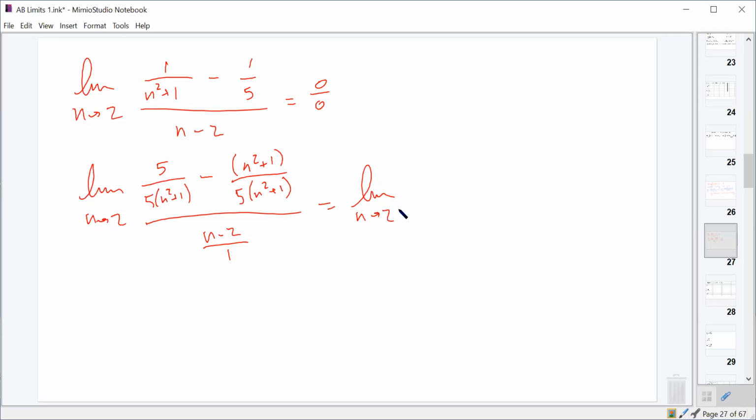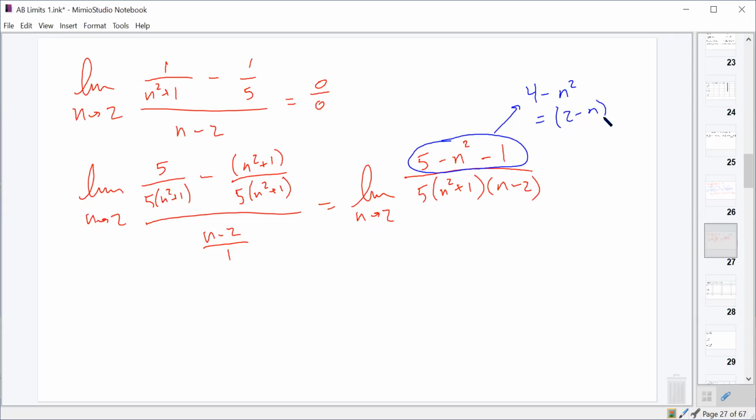Yep. Okay. The 5 minus the n squared plus 1, you've got to distribute that minus sign to both of those. So 5 minus n squared minus 1 over, and then we got a 5 times an n squared plus 1. And then we're multiplying by 1 over n minus 2, so that's going to put an n minus 2 down there also. And once again, if we plug in n approaching 2, this is going to become 0 over 0. What does 5 minus n squared minus 1 become? That ought to just become 4 minus n squared, which ought to become 2 minus n times 2 plus n.